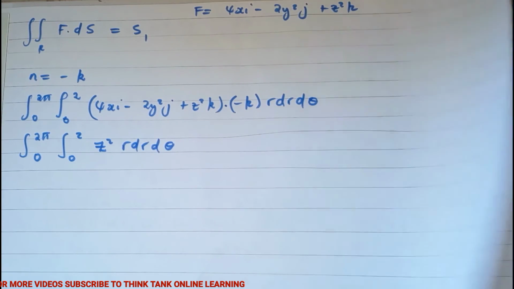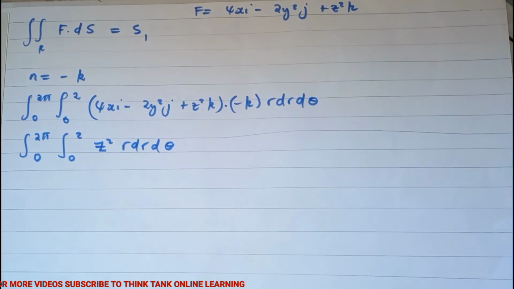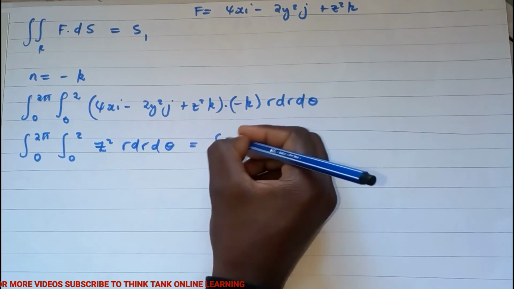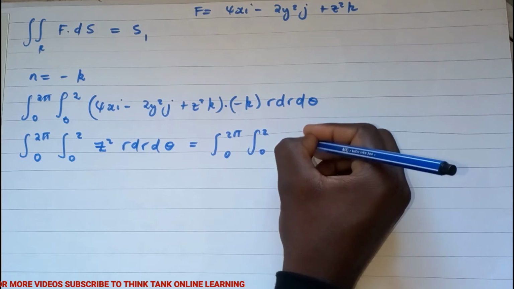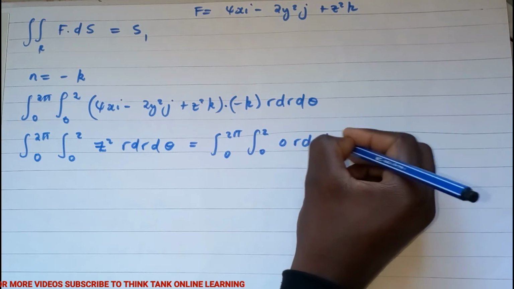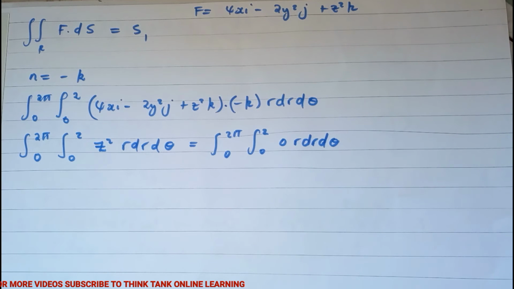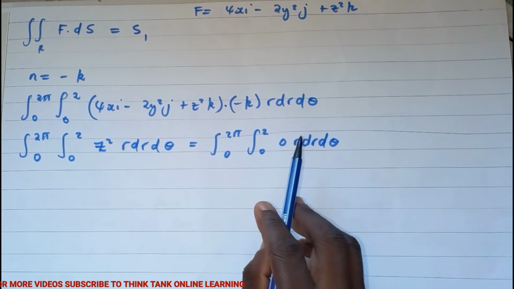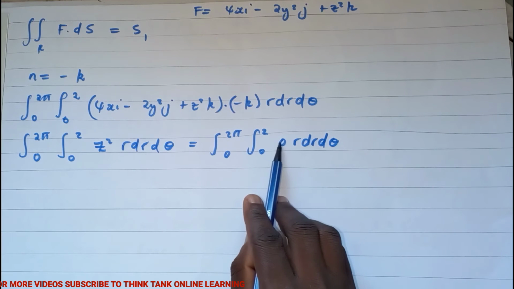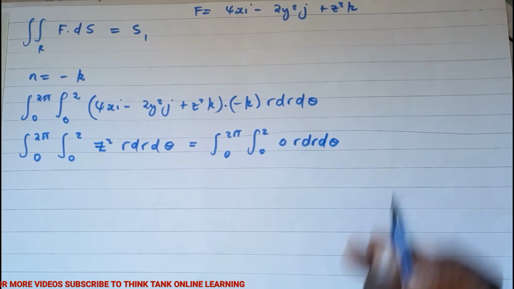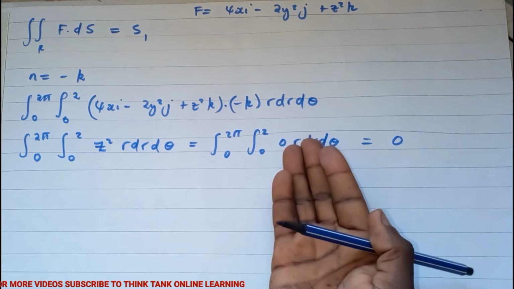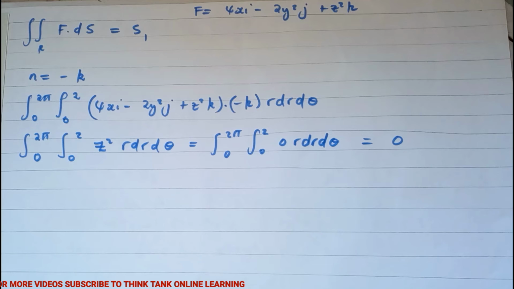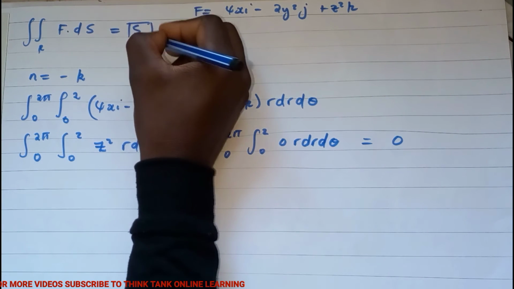And what is z at the bottom? Our z is equal to 0. So I'm going to get the integral from 0 to 2 pi, 0 to 2, of 0 times r dr d theta. Having a 0 here is not the same as not having a 0 here. If we don't have anything here, that means we have 1. But if we have 0, automatically we're going to get 0. If we integrate 0 with respect to r, we're going to get 0. So it's just a 0. This was for the bottom surface.